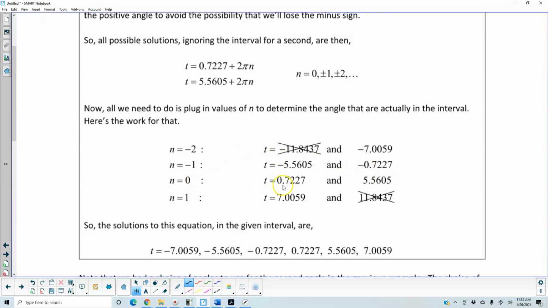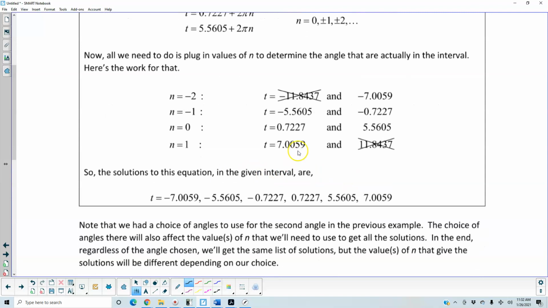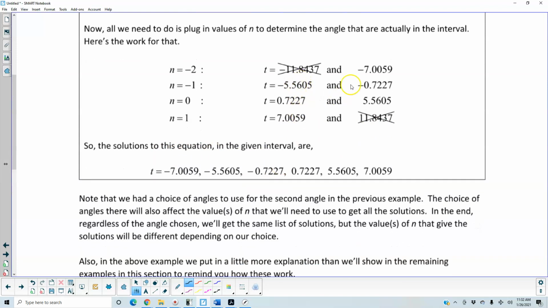When n is equal to 0, t is equal to 0.7227 and 5.605. And when n is equal to 1, t is equal to 7.0059. And we know that 11.8437 is not a solution, because it is outside of the interval. So the solutions to this equation in the given interval are the ones that we have solved for.